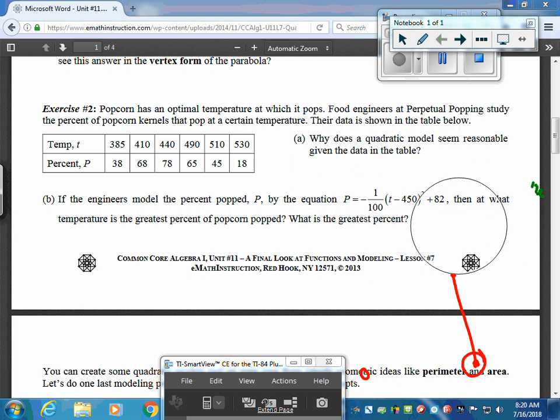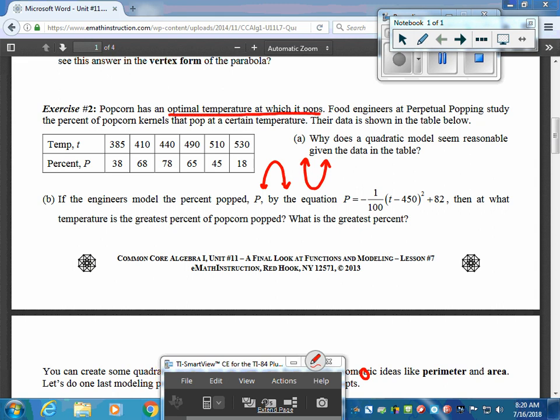And this is going to be the last one that we're going to look at together. Now it says, why does a quadratic model seem most reasonable? And again, a quadratic model is going to look like a U shape, whether it's opening upwards or downwards, kind of like I drew on the paper. So in the case of this, the question's about popcorn. It says the optimal temperature at which it pops. And they're trying to study the percent of popcorn that pops at that temperature.